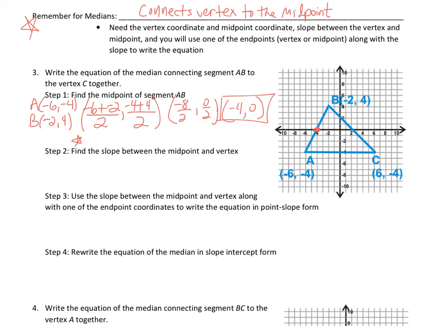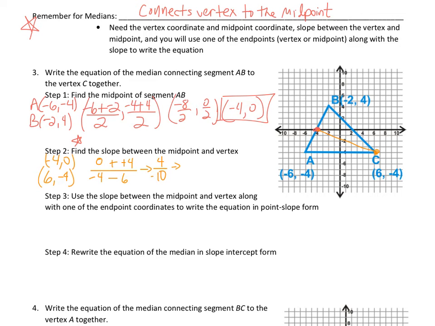Next, we need to find the slope between that midpoint, negative 4, 0, and the vertex, which is point C over here, 2, 6, negative 4. Remember again, we want to subtract our y's on top first. That would be 0 minus the negative 4, and then the x's on the bottom, so negative 4 minus the 6. Remember, we have a double negative, so that makes it a plus. The top then gives us a 4, and the denominator, negative 4 minus 6, is a negative 10.